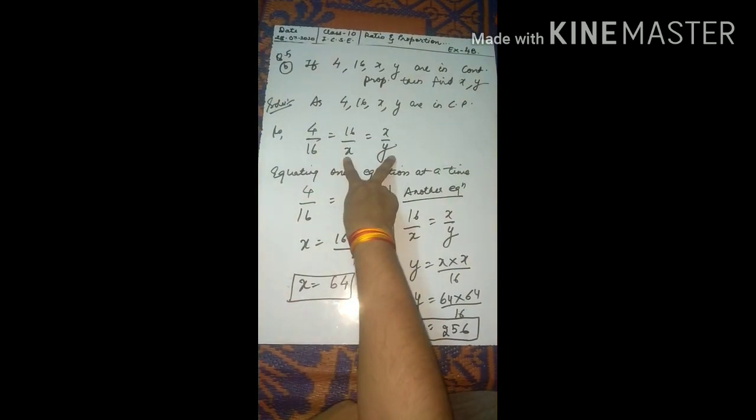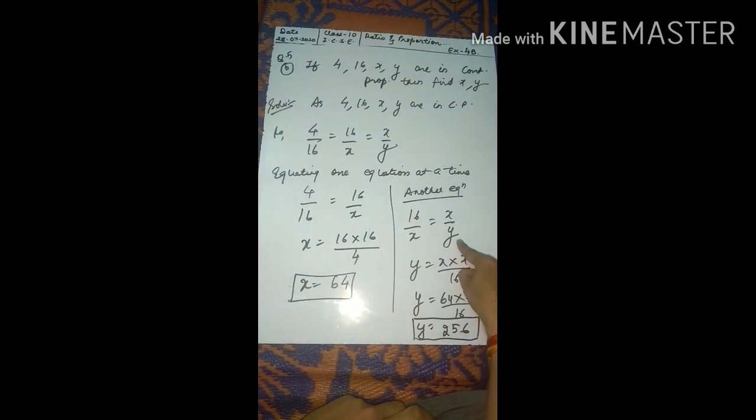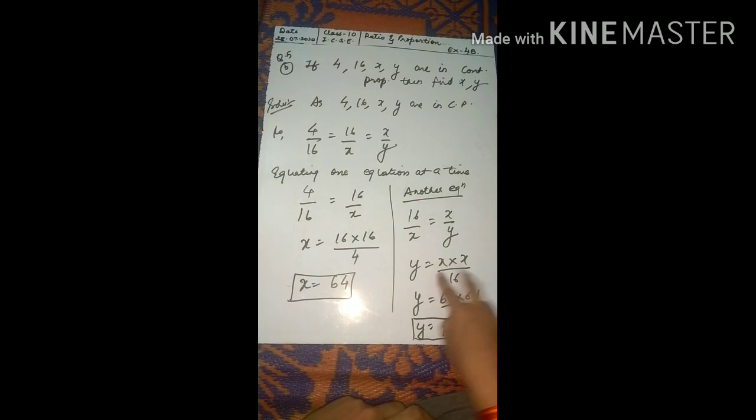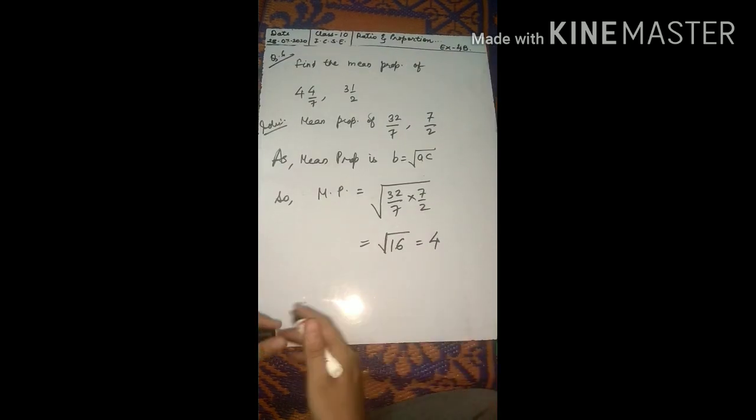Now you take these two equations. 16 upon x is equal to x upon y. The value of y will be what? This x into x upon 16. We got the value of x as 64. Substitute here, and we'll get the value of y. Okay, let us come to the sixth question.